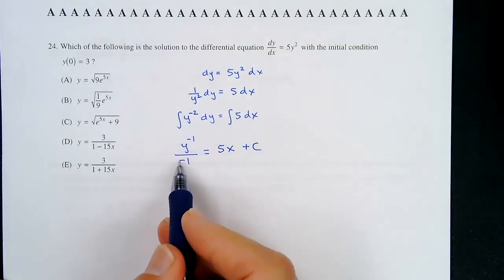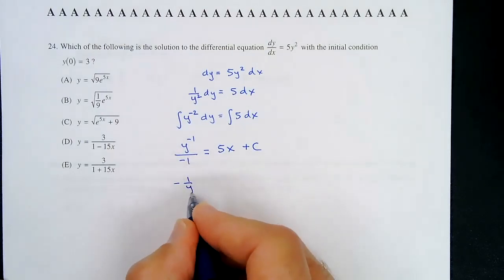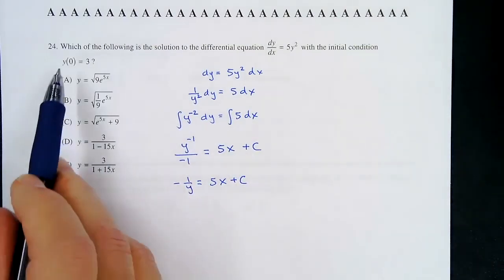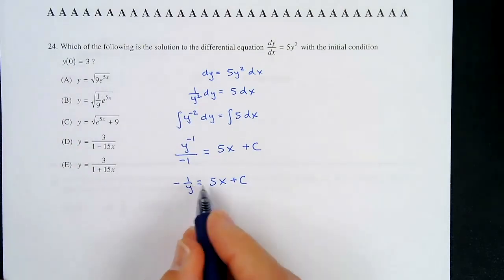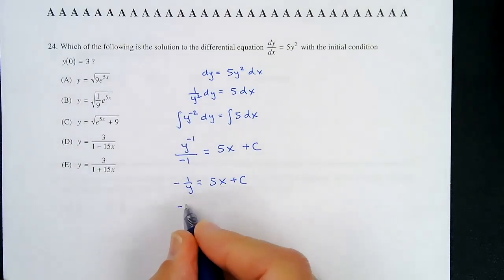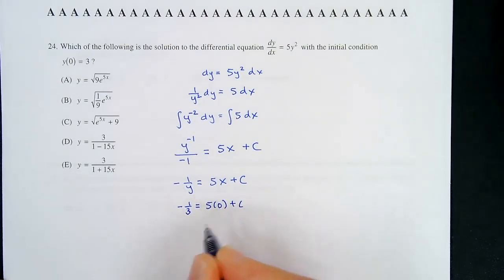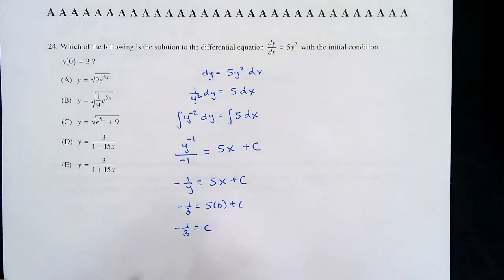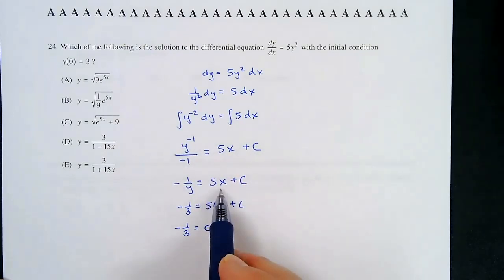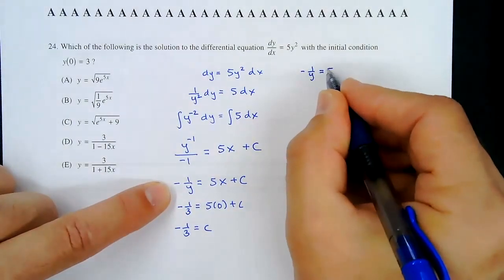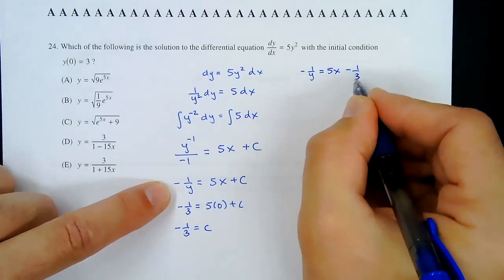Okay, now this is going to become -1 over y is equal to 5x plus c. And then what I'm going to do is plug in 0 and 3, right? So when x equals 0, y is 3. So this would be -1/3 is equal to 5 times 0 plus c, which tells me that c is equal to -1/3. All right, so now back right here at this stage, I know that -1 over y is equal to 5x minus 1/3.